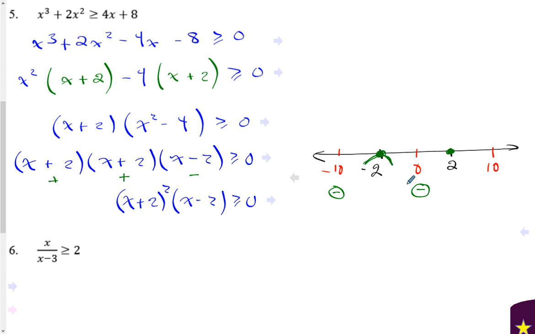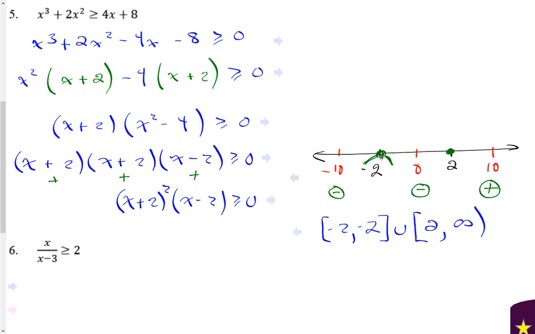Well, let's do our last test point, +10. 10 plus 2, positive. 10 plus 2, positive. 10 minus 2, positive. Positive times positive gives me a positive. And so my solution will be this interesting looking interval.